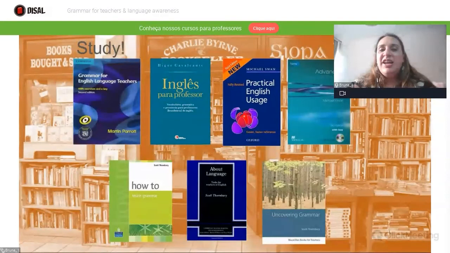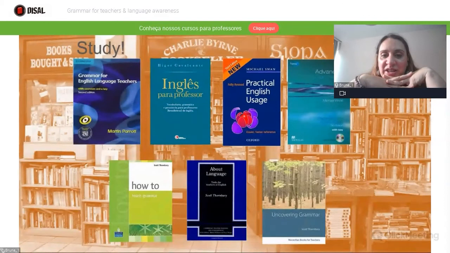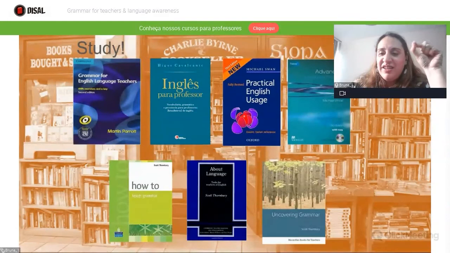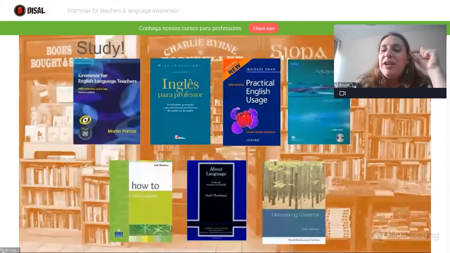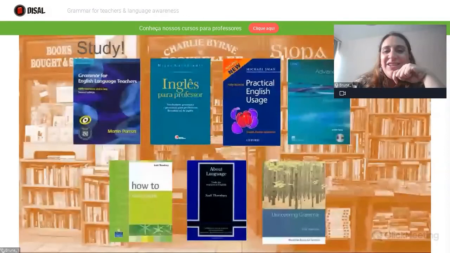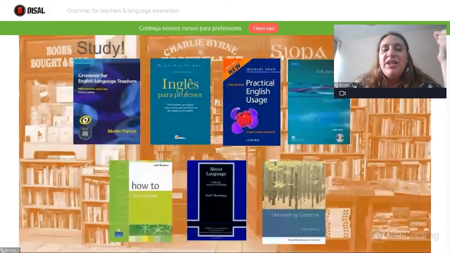The name of the third one is Advanced Grammar. I can send the name later, yes. Actually, it's Advanced Language Practice by Michael Vince. Okay, the fourth one. The fourth one is a very interesting one. It's not for teachers, it's usually for students, but the others are usually books for teachers.